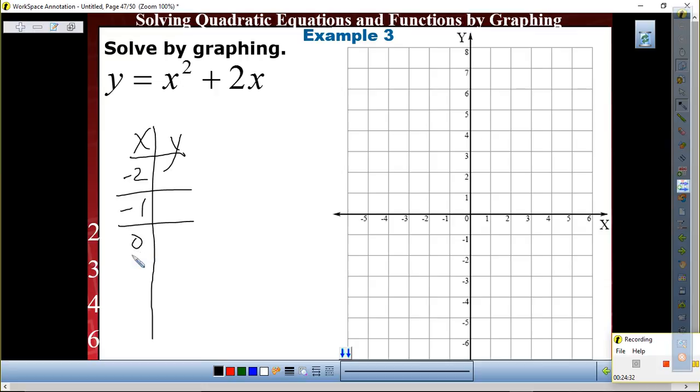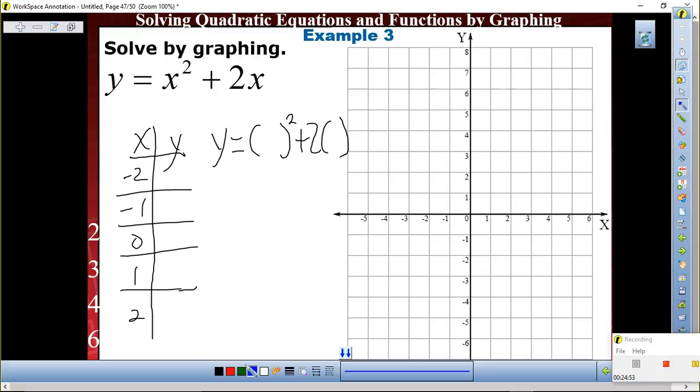X, Y. Negative 2, negative 1, 0, 1, 2. All right. Let's rewrite this. Y equals parentheses squared plus 2 times parentheses. All right. Now that you know what we're doing, see if you can fill out the table by yourself. Ready? Go. I'll give you some time for that.